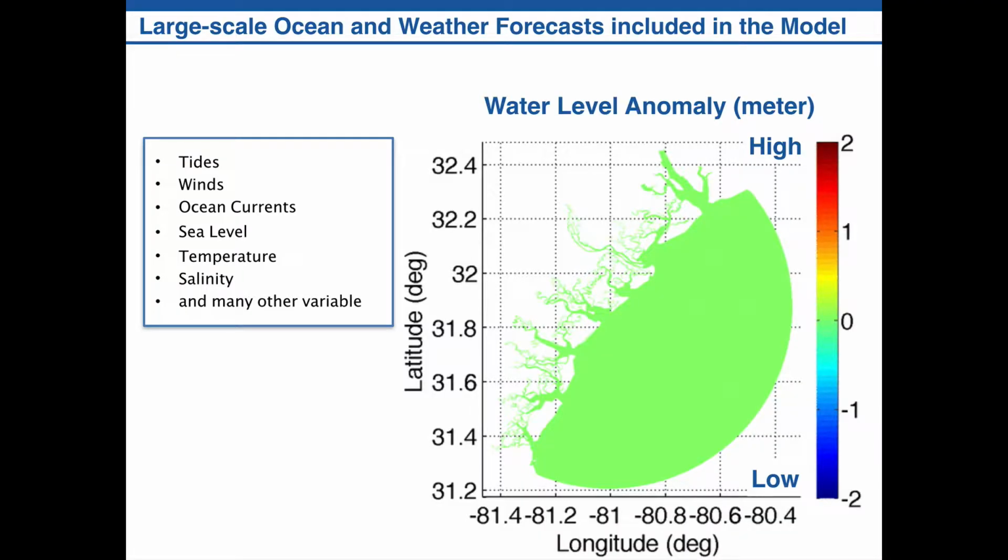Now, the model, of course, needs some input or boundary conditions to run, or forcing that comes from large-scale ocean and weather forecasts. These include variables such as tide, winds, ocean currents, sea level, temperature, salinity, and many other variables. What you're seeing here is an animation of water level anomaly in meters for a particular period of the model integration. You can see the tides coming in and out in this particular instance.